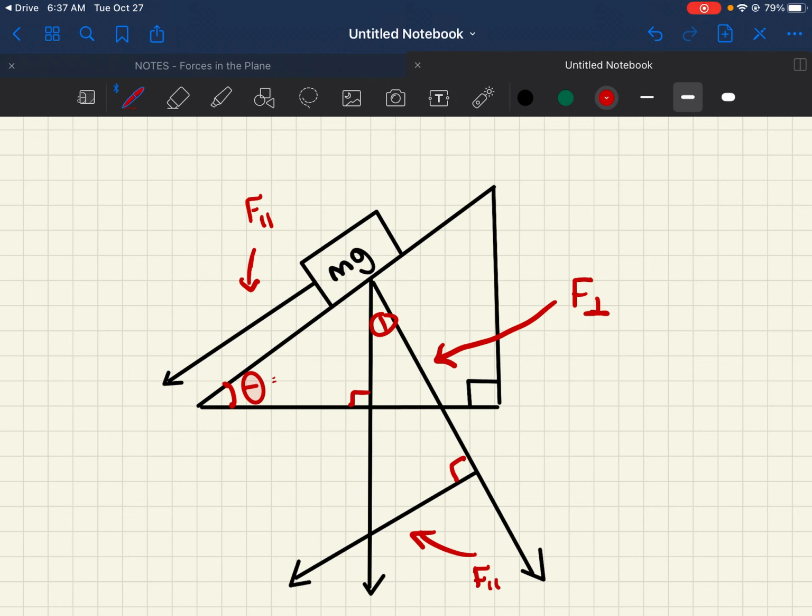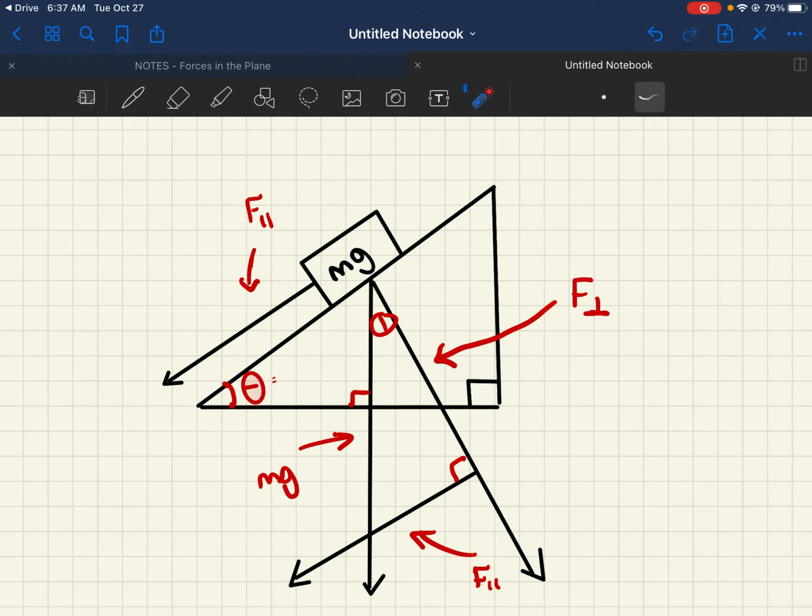Here's our 90-degree angle, and we've already established that this leg of the triangle, which is the hypotenuse, is the weight, okay? Force due to the weight. So the question is, how would we determine equations for the perpendicular force and the parallel force?